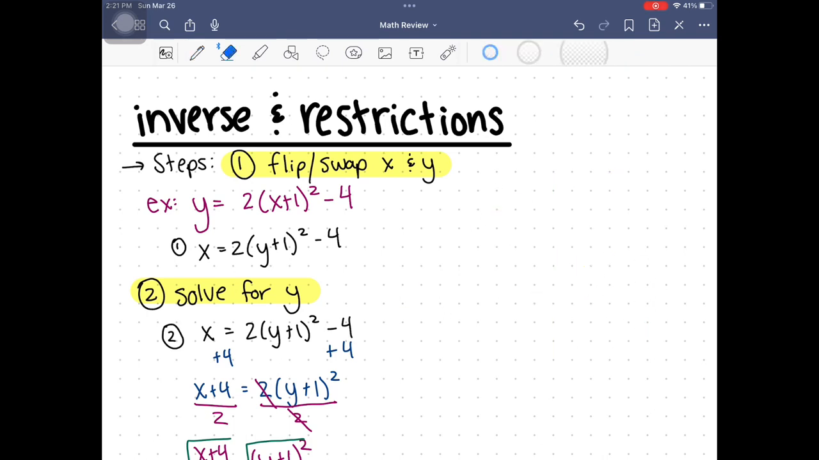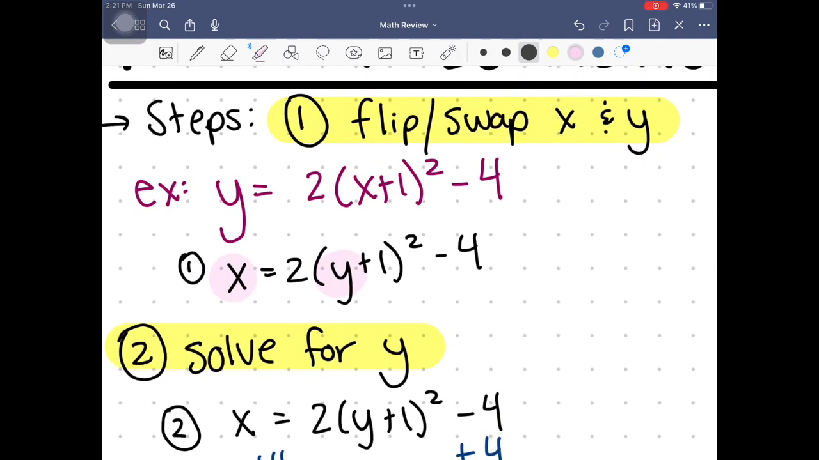So the first step you're going to do is swap or flip x and y. So as you see right here, here's my original function. All I did is I just took my x and my y and I swapped places. That was the very first step. That's all I did, okay?